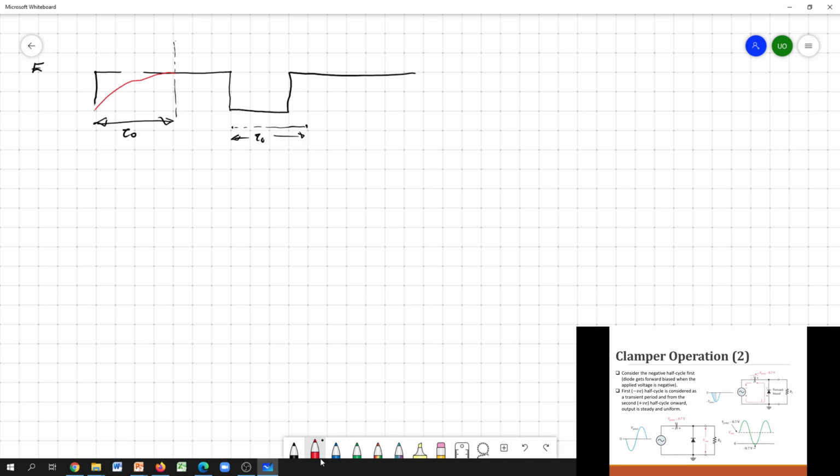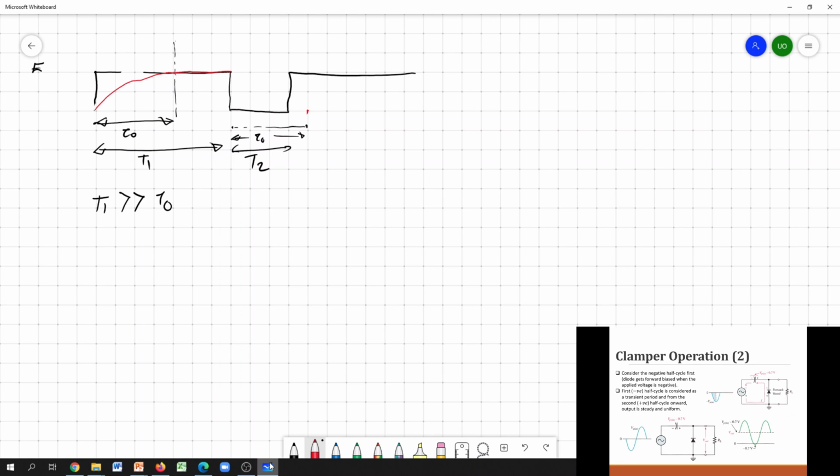Let's assume this is T1 and this is T2. T1 is greater than tau naught, so the capacitor charges to its maximum and remains as it is. During this cycle, the capacitor tends to discharge. Whatever energy is stored in the capacitor is released through the resistor, so it discharges toward its minimum.